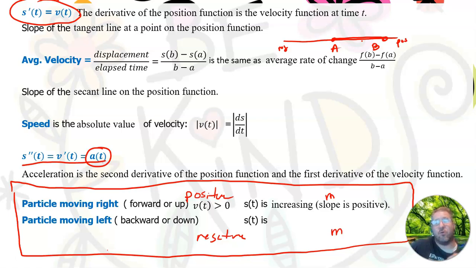Acceleration is just the rate of change of that rate of change, which is why it's the second derivative. It's how much your velocity is changing. So if velocity is how much your position is changing, acceleration is how much your velocity is changing. If your acceleration is positive, that means your velocity is getting larger. That does not necessarily mean you're getting faster, and we'll get to that in just a second.